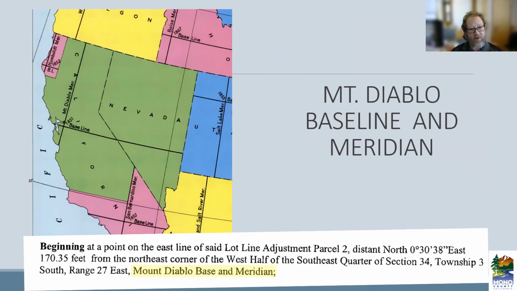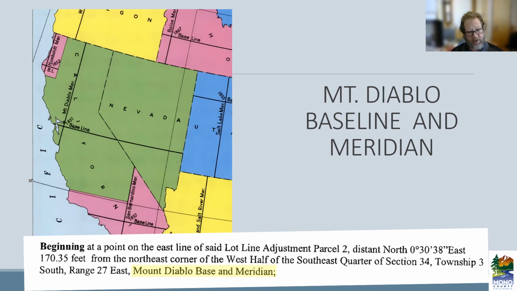Here in California, we have 3 such baselines and meridians. We have down south the San Bernardino baseline and meridian. Up north we have the Humboldt meridian and baseline, and for our purposes here in Mono County, we have the Mount Diablo baseline and meridian. And essentially the survey party went out to the Mount Diablo baseline and meridian, that starting point there, and they began surveying out their grid.